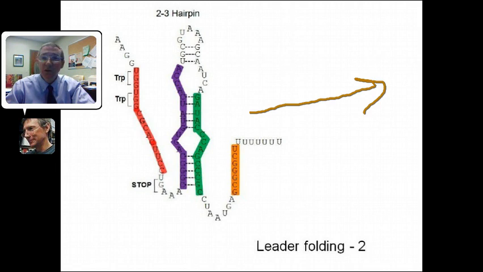Transcription will continue, and you would then transcribe the rest of the operon, get the polycistronic messenger, make the enzymes, make more tryptophan.